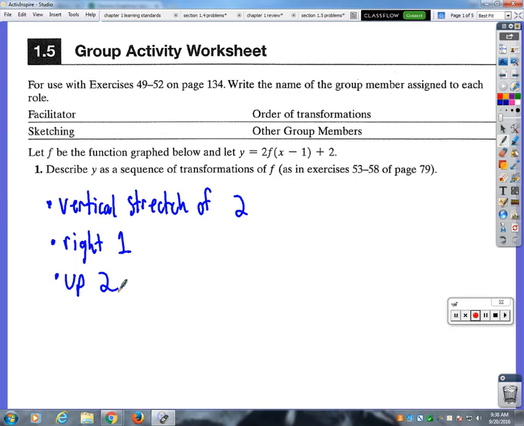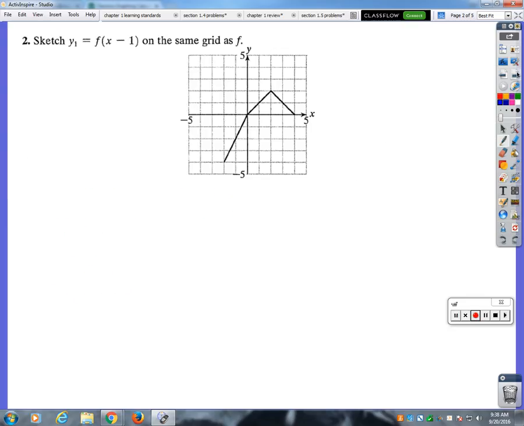Okay, good deal. All right, next one says, now we're going to do this with actual pictures, okay? So f of x minus 1 does what to this graph? Moves everything to the right 1. So this point is going to be here, this point will be here, this one will be here, there, there, there, and there. So it's the whole thing moved 1 to the right.